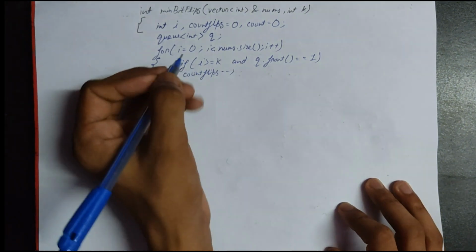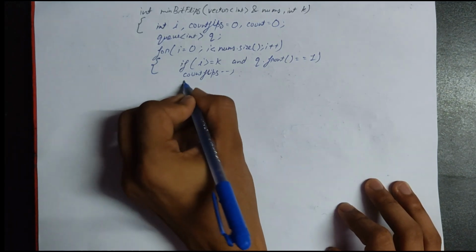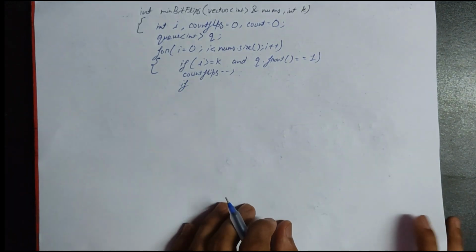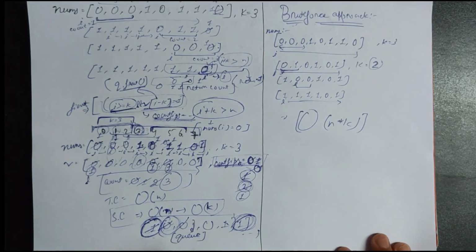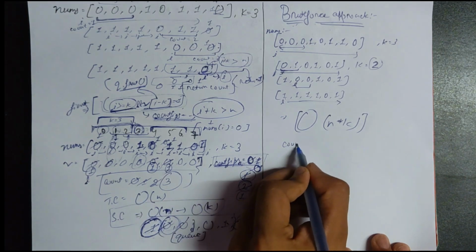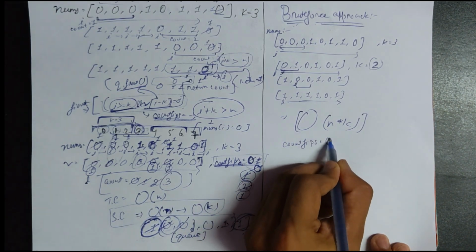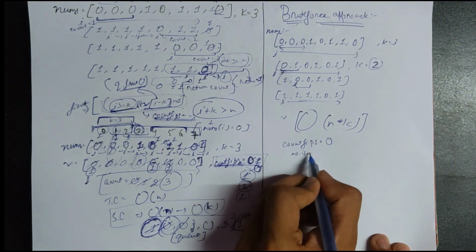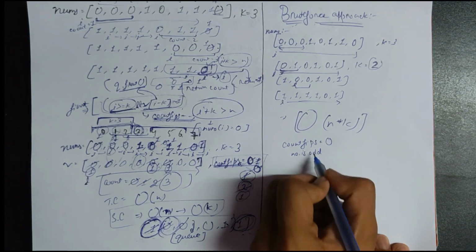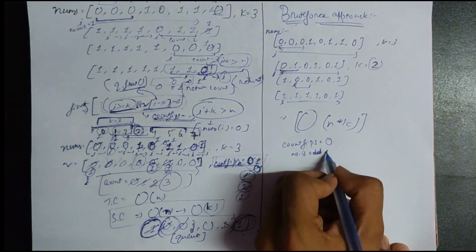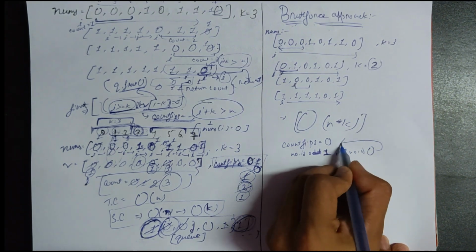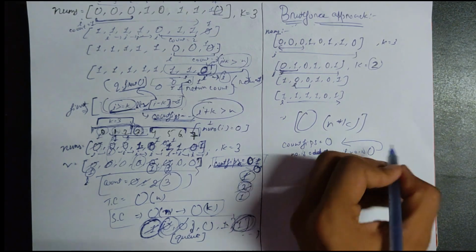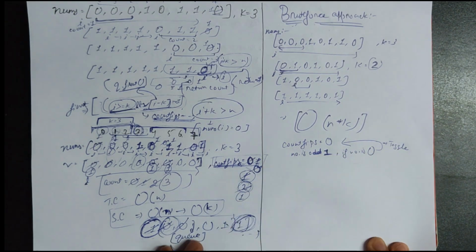And now we will simply check if the value needs to be toggled or not. And how will we check that? Let's take an example. So if the value of count flips is 0, and the number is 1, we don't need to toggle, because we have to keep the number 1 in the array. But if the number is 0 and the value of count flips is 0, we have to toggle at this point. We have to increment the value of count flips.